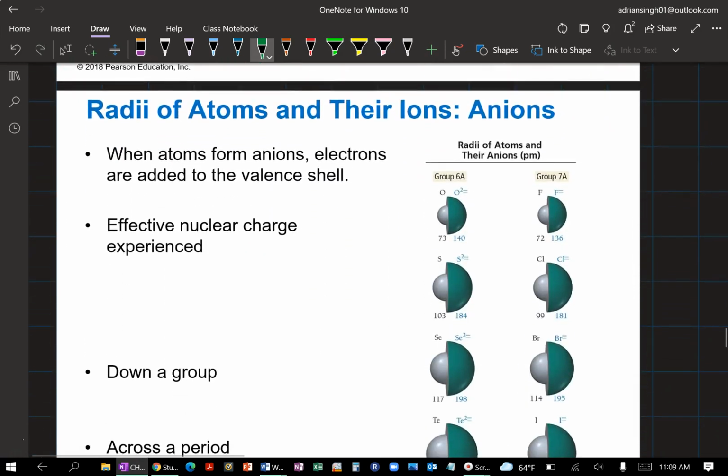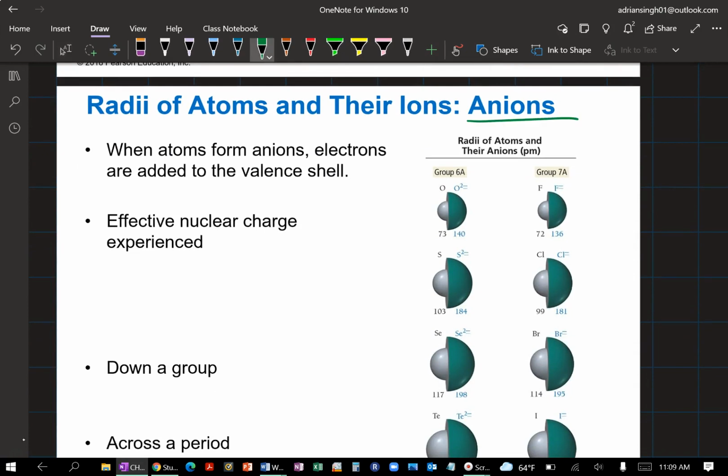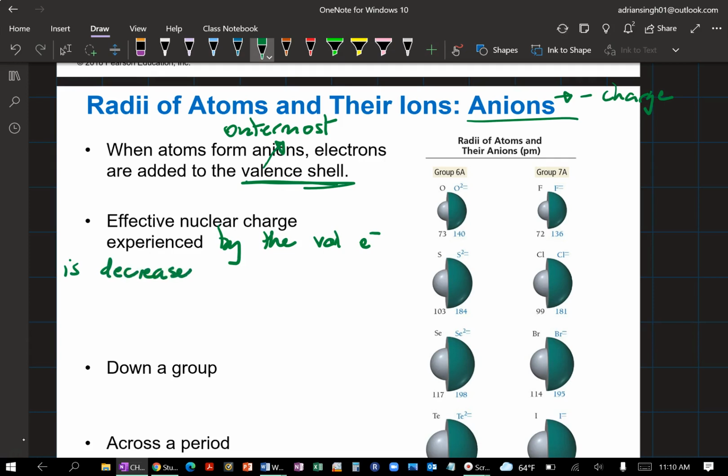What about the size of the atoms compared to their anions? Well, remember, anions have a negative charge. And when an atom forms an anion, we add electrons to it, and we add electrons to the valence shell, right? The valence shell, remember, is the outermost. Valence always means outermost shell. And what does that do to the effective nuclear charge to those valence electrons? Well, the effective nuclear charge now experienced by the valence electrons is decreased, the electrons are going to be further away from the nucleus, and as a result, the size of the corresponding anion is bigger than the corresponding neutral atom.